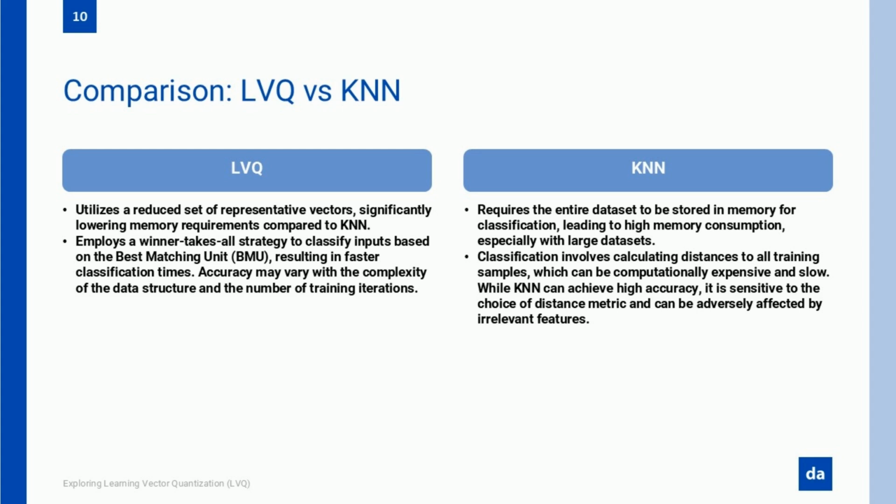And here's a big one, adaptability. KNN doesn't adapt. It just sits there with its massive data set answering queries like a search engine. LVQ, on the other hand, evolves. Over time, its representative vectors improve, making it far better suited for dynamic environments where data patterns change over time.